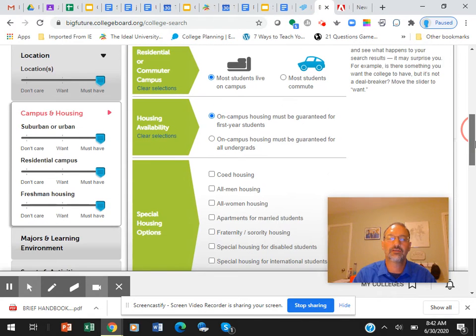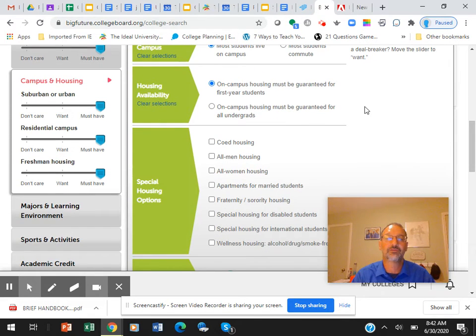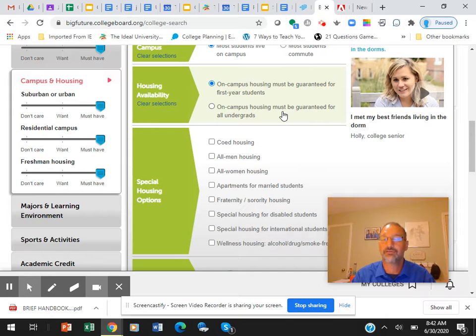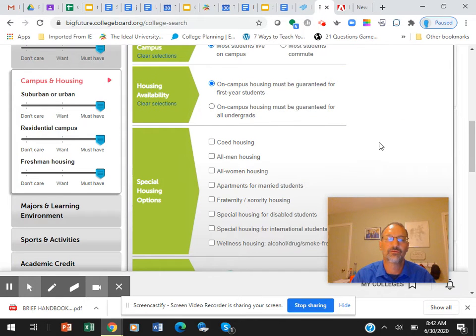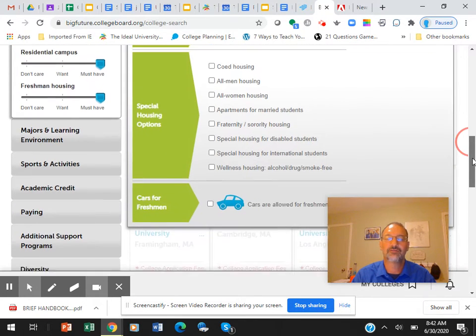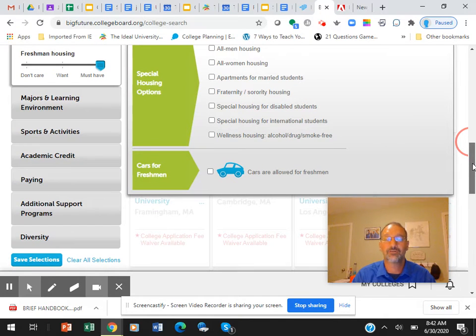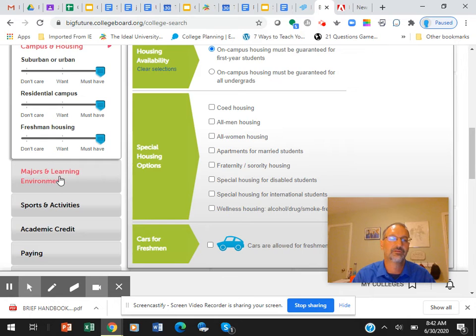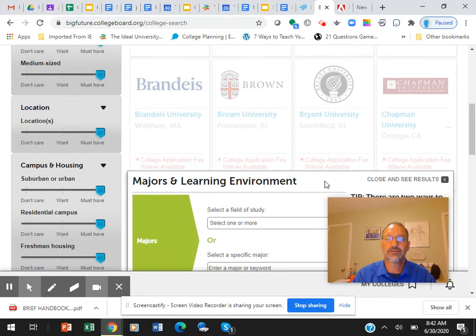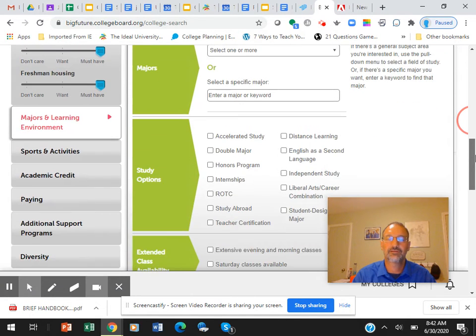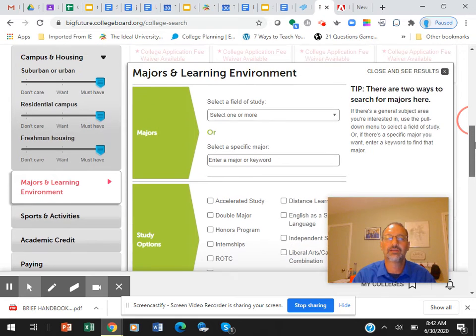And if you think that you might live in the dorms all 4 years, you click on that and only select schools that have that all 4 years. If you want to have fraternities or sororities, or if you think you want to have a car and that's really important, click cars are allowed for freshmen. Okay. Majors and learning.